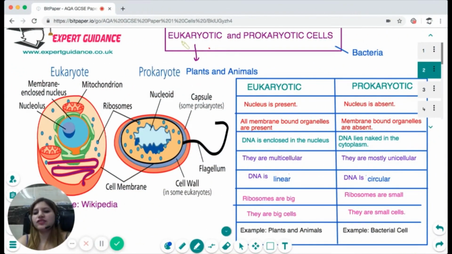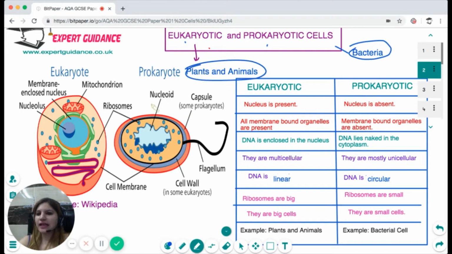The first thing we need to know is what is the difference between a eukaryotic and a prokaryotic cell. Now, a prokaryotic cell is a bacteria and eukaryotic cells are plants and animals. Now, if you see in this diagram, there is a eukaryotic cell and a prokaryotic cell.